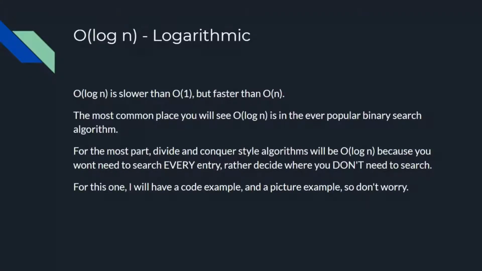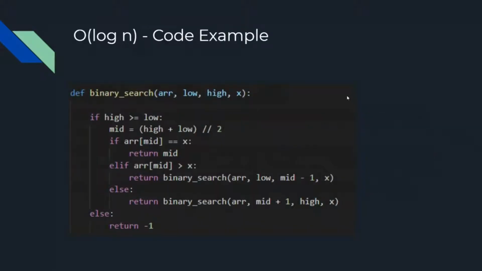For this one, I will also have a code example and a picture example. So I'm going to show you this. This is the binary search algorithm, which you probably learned in 210, maybe 213. If you haven't taken it yet, it's relatively simple. You pass it an array, a lower bound, an upper bound, and what you're searching for. And this is a recursive example of it. There's an iterative one, but it's much easier to understand the recursive one.